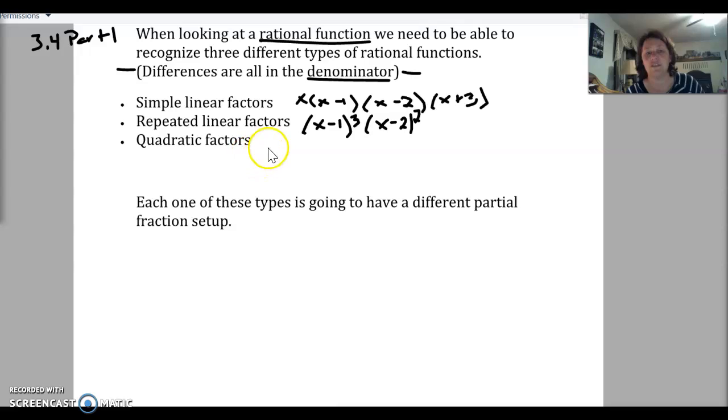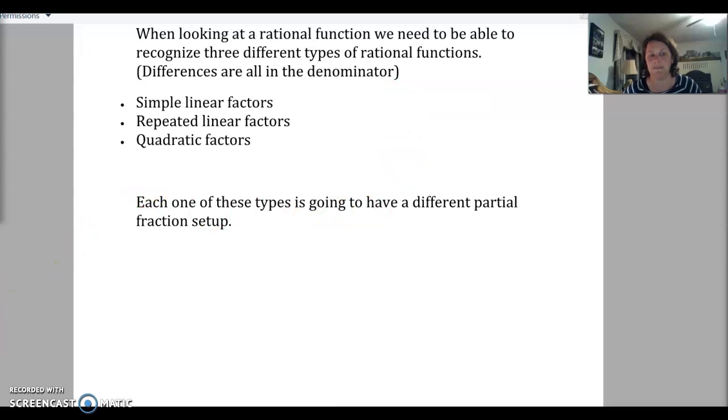And then quadratic factors is going to be something that cannot factor. Okay, so a quadratic equation that is unfactorable. Okay, so each one of these types is going to have a different partial fraction setup. So let's look at all of the different setups that we're going to have to do for each one of these types of denominators that you might see.